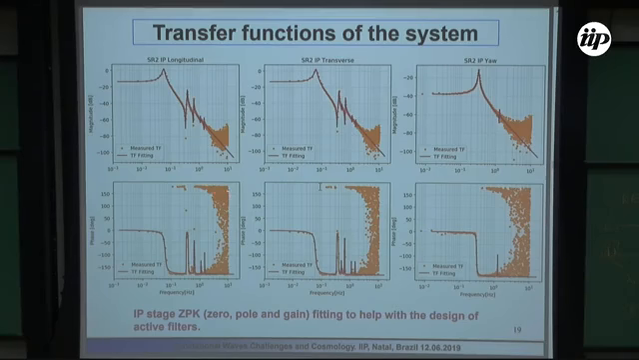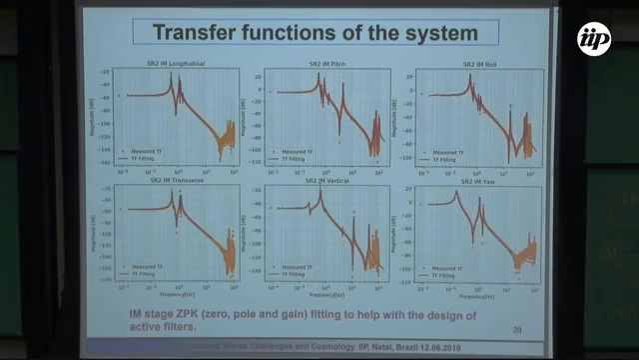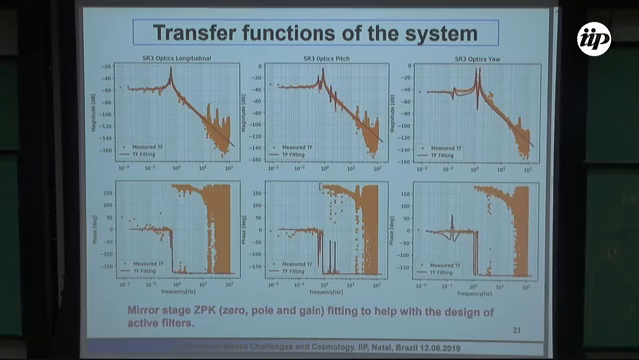So therefore, same here for the phase. So we can do fitting in zero, pole, and gain, and this will help to design the active filters later. I'm showing also for the intermediate mass, and some more for the mirror itself, for the suspended optics in longitudinal, pitch, and yaw.